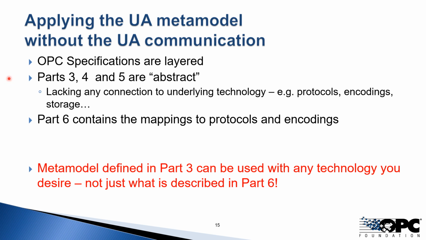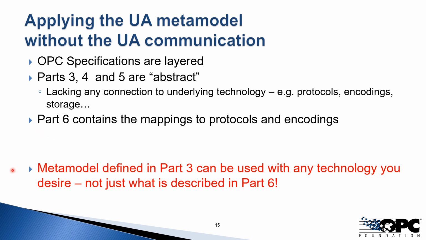So what you'll find is that we consider parts 3, 4, and 5 of the specification to be abstract, and that is they lack any connection to those underlying technologies. We don't talk about TCP, we don't talk about big endian and little endian, we don't talk about structure packing, serialization formats, and so forth. It's all just pieces and parts to describe the building blocks, but you can't build anything consistently by just reading the abstract part. Part 6 is the part where we actually do those mappings, and we map things to protocols and encodings. This layering of the spec allows the parts to be used separately. And in fact, what I'm proposing is the meta model defined in Part 3 can be used with any technology you desire, not just the mappings in Part 6.